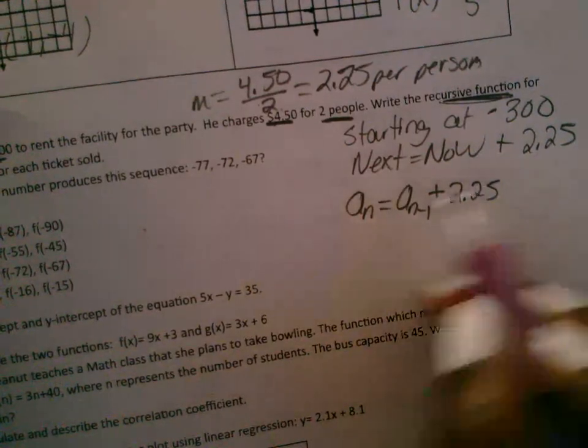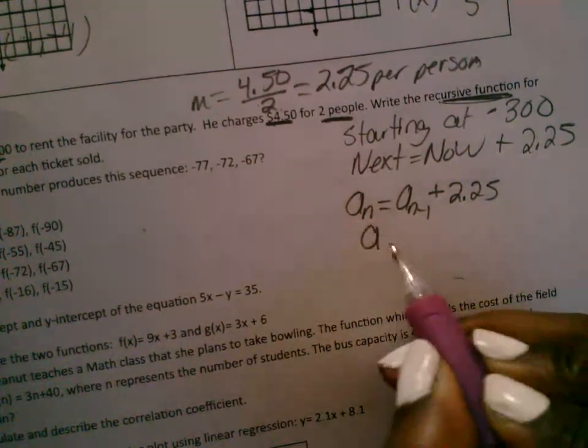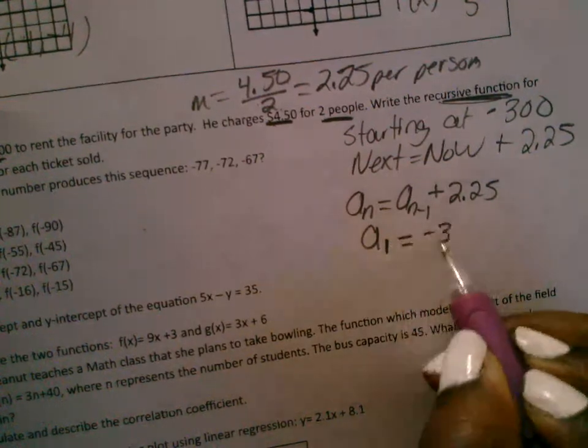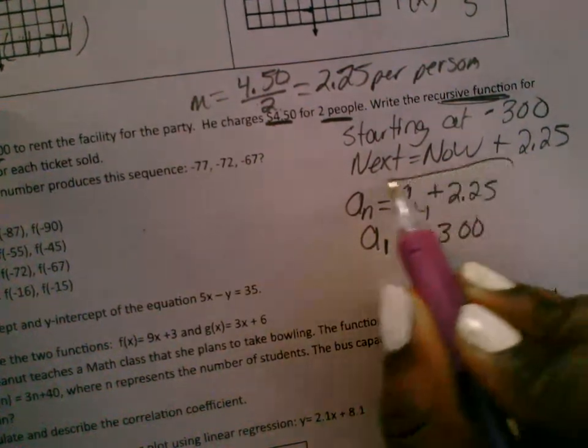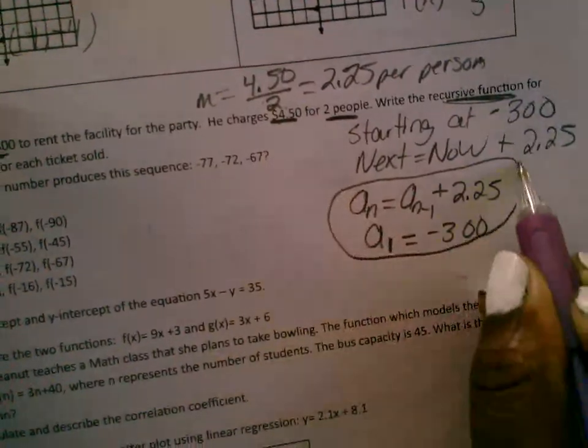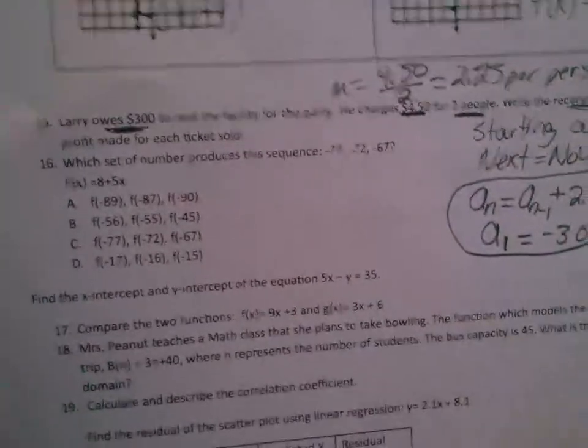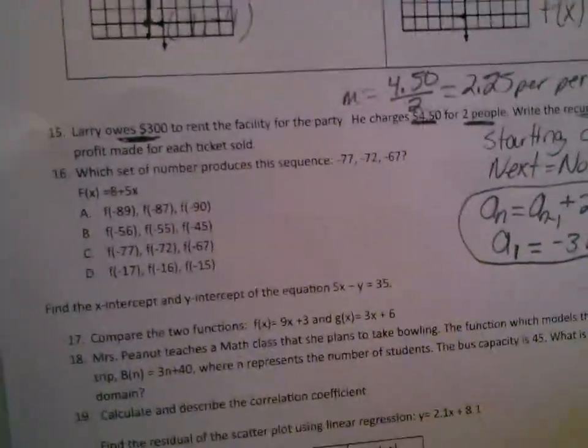You see how this is recursive also? And you could say the first number, A sub 1, is equal to negative 300. This is another way to write the recursive formula. Do you see it? Are y'all okay with it? Okay. So now let's do 16.